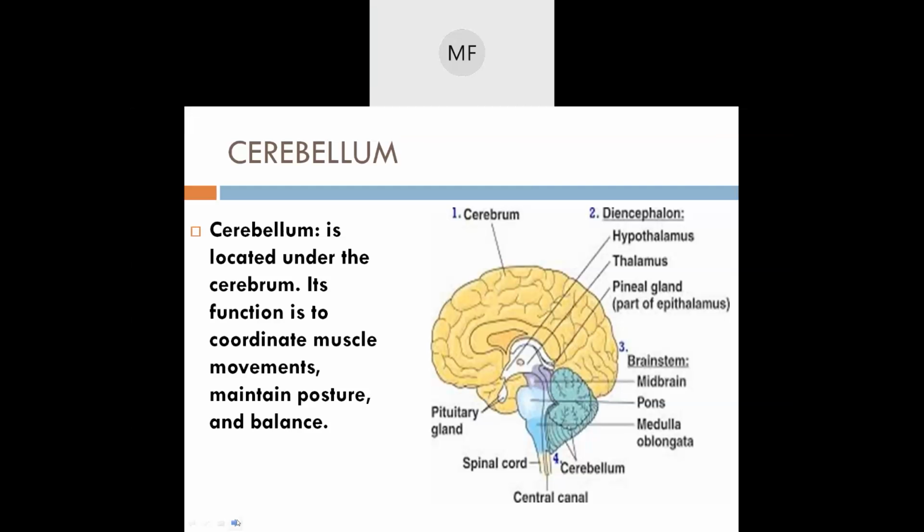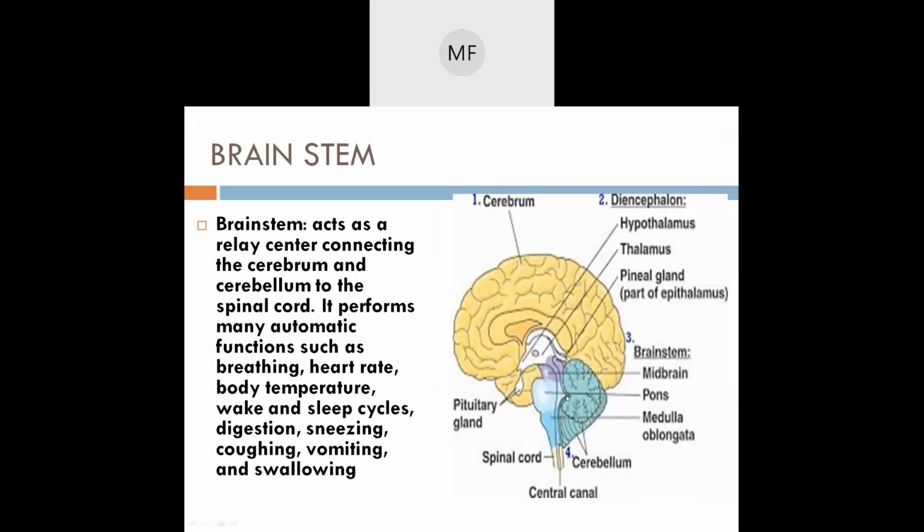Okay, next is the brainstem. So this is the brainstem. Where is the brainstem located? It is located in between the cerebrum and the cerebellum. And this brainstem has three parts: midbrain, pons, and medulla oblongata.